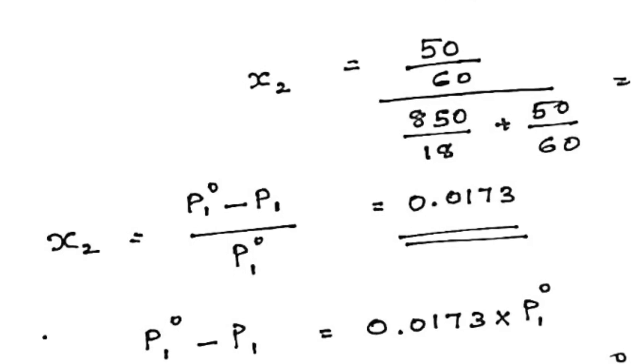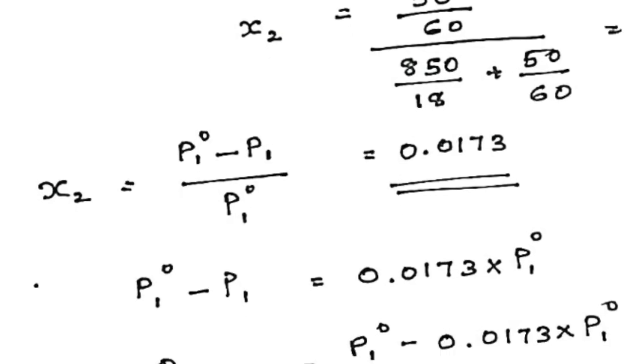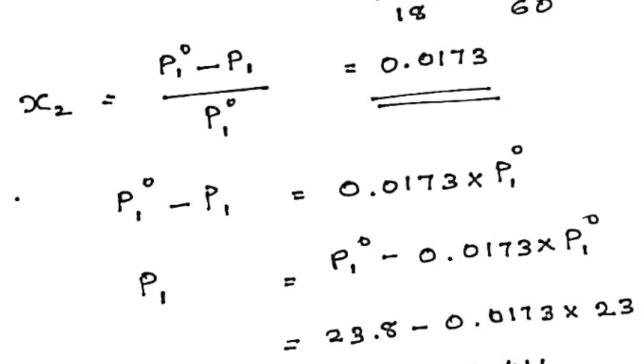So how can we rearrange this? P1⁰ minus P1 is equal to, the P1⁰ denominator can be shifted to the other side by cross multiplication. So P1⁰ minus P1 is equal to 0.0173 into P1⁰. And we can rearrange this equation again as P1 is equal to P1⁰ minus 0.0173 into P1⁰. Simple mathematics.